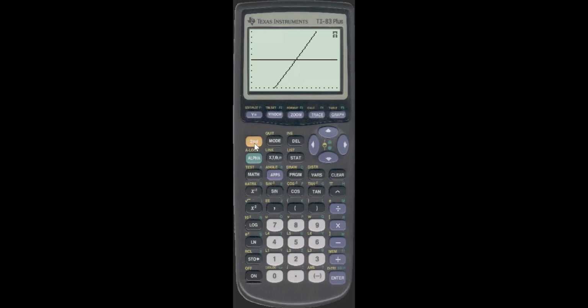You do that with second calc, intersect. You choose the first curve, could be either one. You choose the second curve, and you guess right there. And there you have it. So it's 80.39 miles per hour.